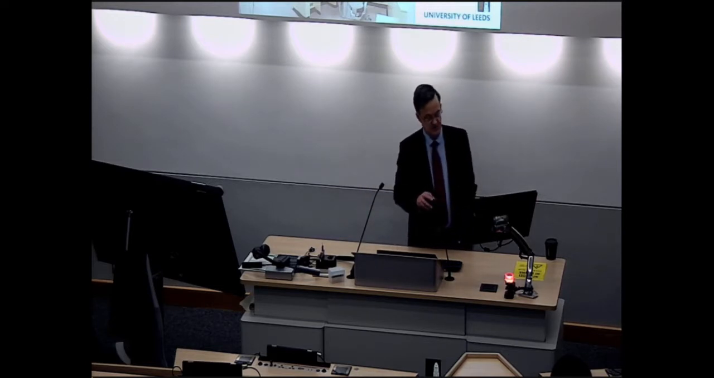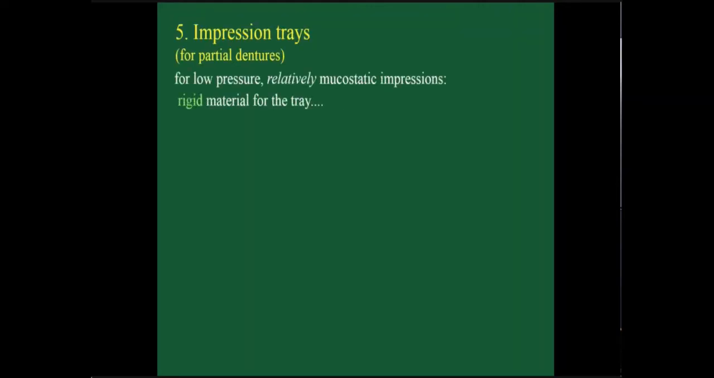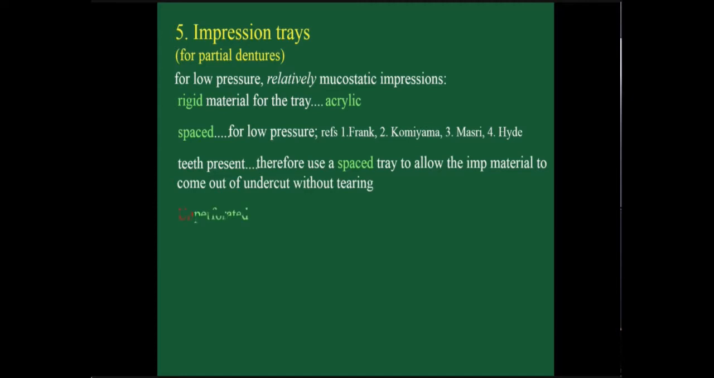Okay, coming back to the first half of the lecture, we got as far as materials, and I've just given you some evidence to suggest that we should be perhaps, for our secondary impressions, using silicone impression materials rather than alginate. Let's move on now to talking about impression trays.